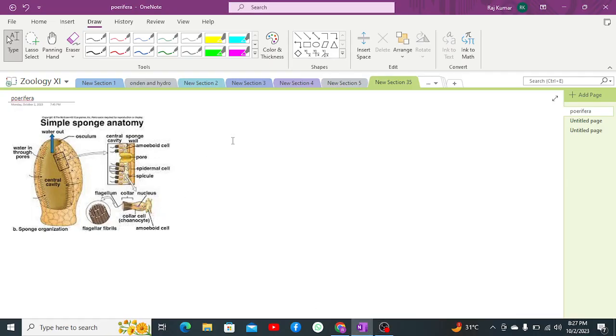Greetings everyone, and today we are going to discuss Phylum Porifera. It is basically an invertebrate, and as we know, it is a parazoan. It does not have any true tissue. It does not have any organ system, and it is aquatic, as well as sessile.